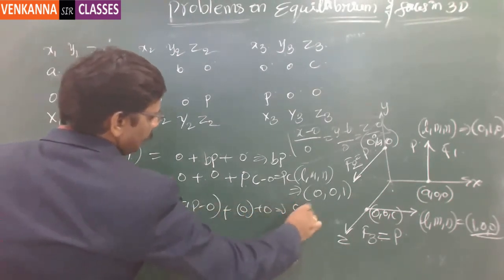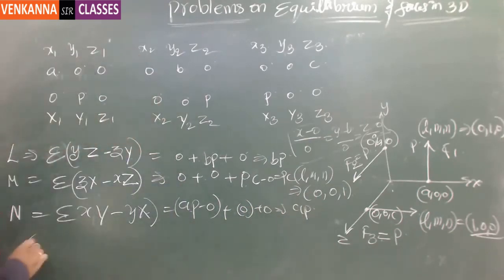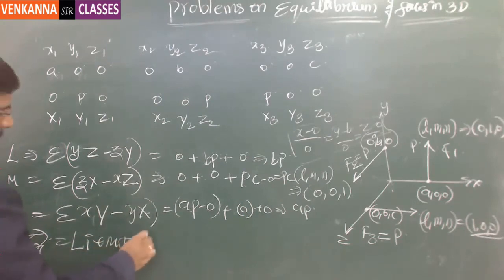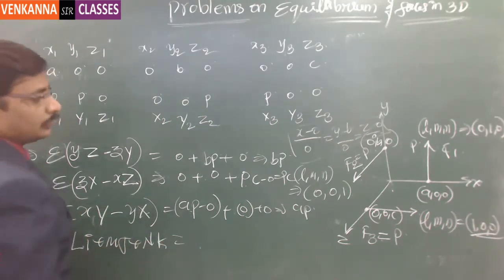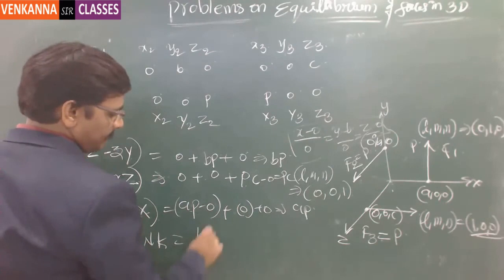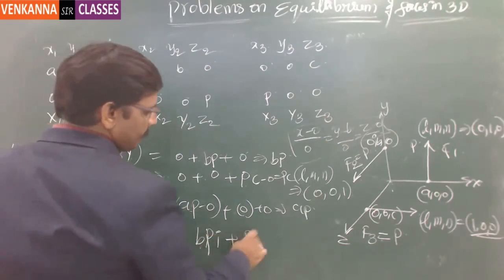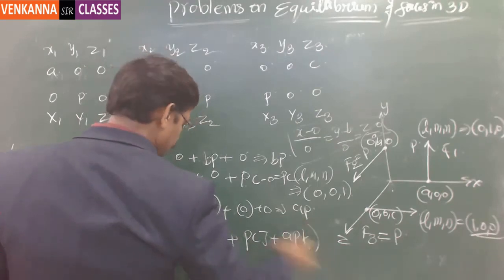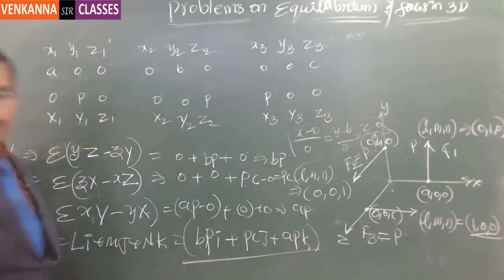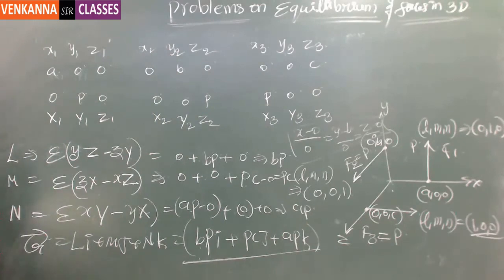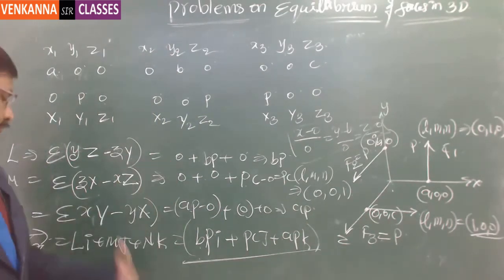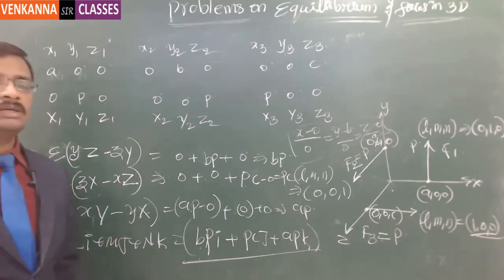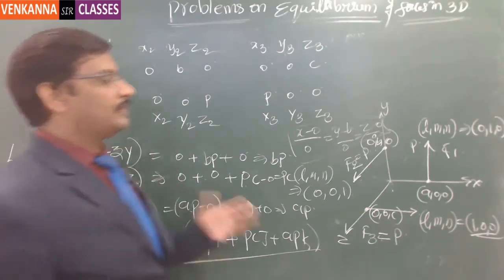So this is AP. So the G value we have got is Li plus Mj plus Nk, and this value is going to be Bp into I plus Pc into J plus AP into K. So this is the value of G. Got it? Yeah. So this is the value of G. So we have got both the values, the G value and the R value.